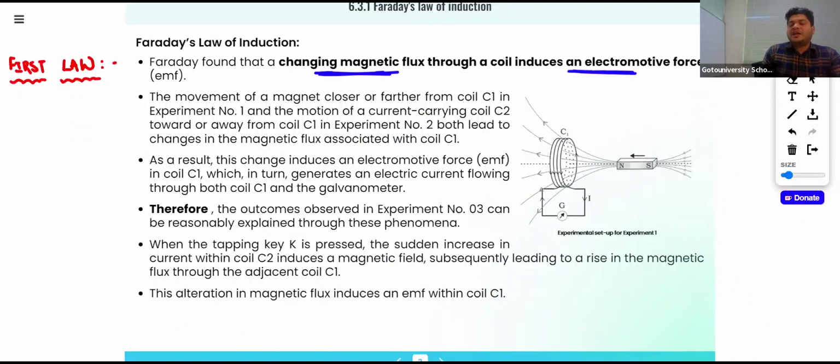EMF is induced. EMF means what? Electromotive force. I will write here. That's it. This is the first law.